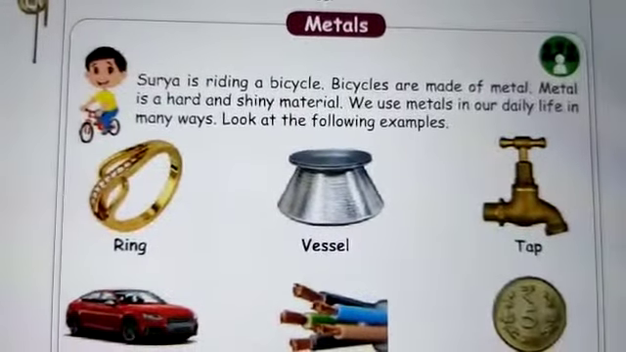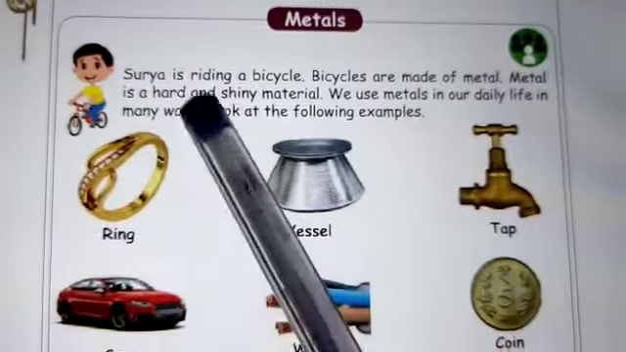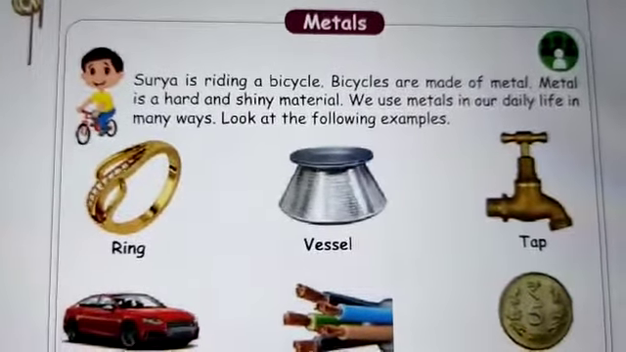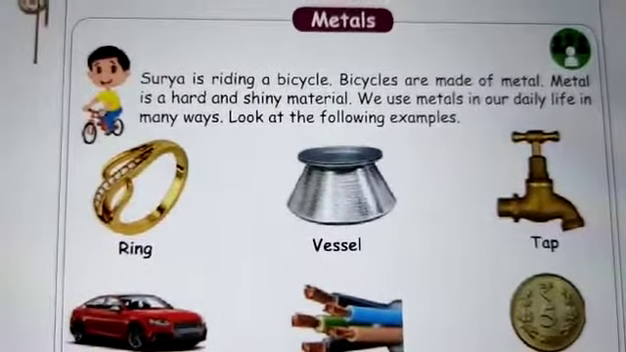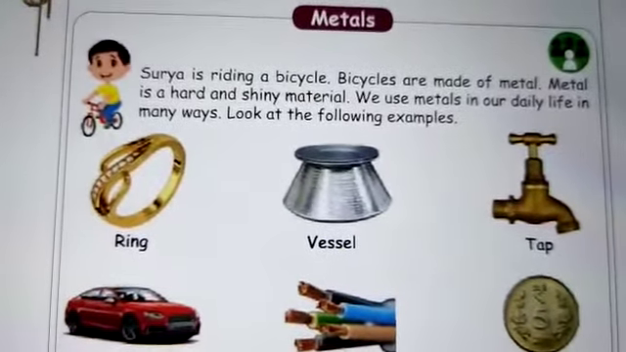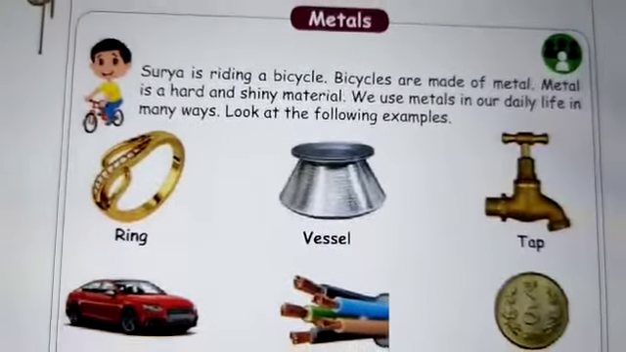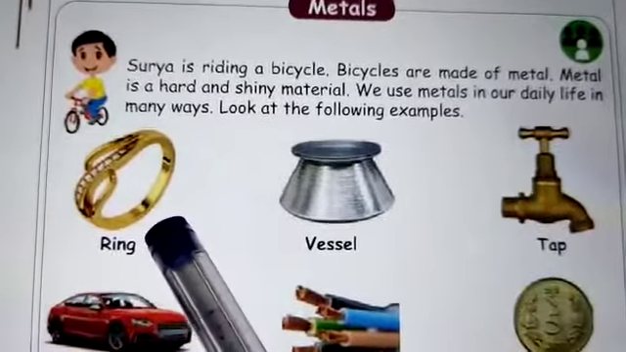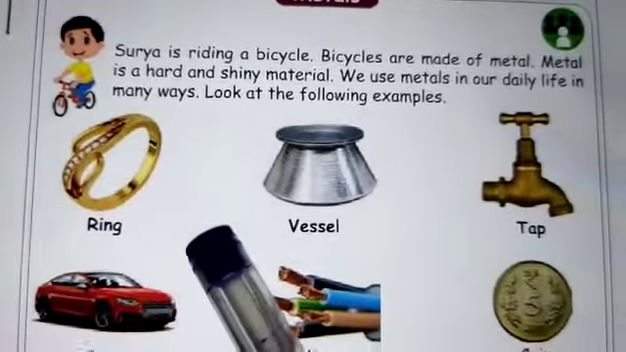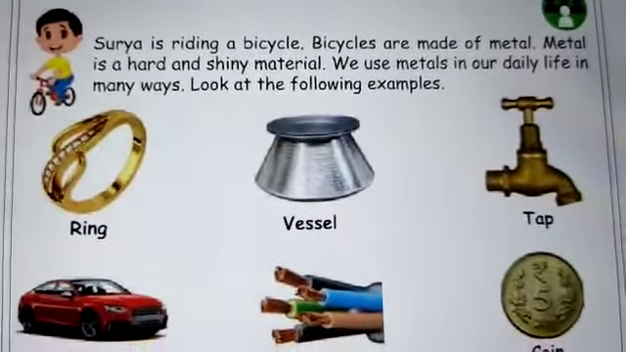Next material we know is metals. See, these are the metal objects. Surya is riding a cycle. Bicycles are made of metals. You have bicycles, no? That is also made of metal. Metal is hard and shiny material. We use metals in our daily life in many ways. Look at the following examples. See, the vessels, the tap, your ring, bangles, jewels, car, cycle, bike, everything is made of metal. It is very shiny and it is very hard. So you can easily use that.